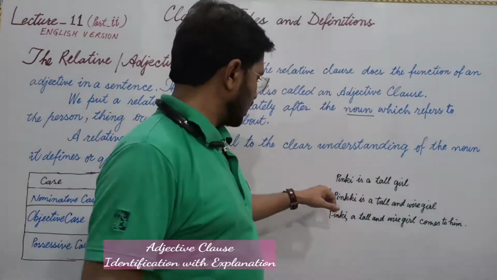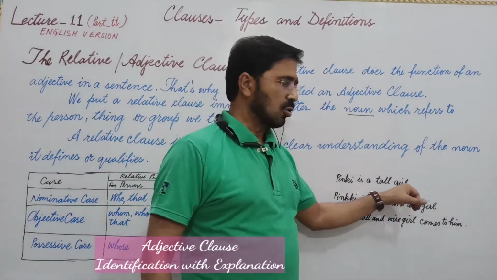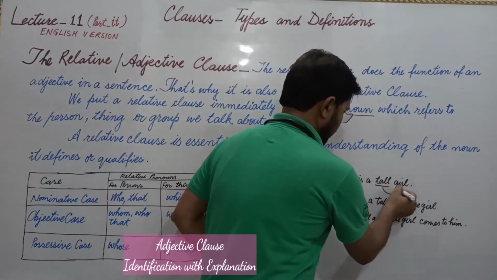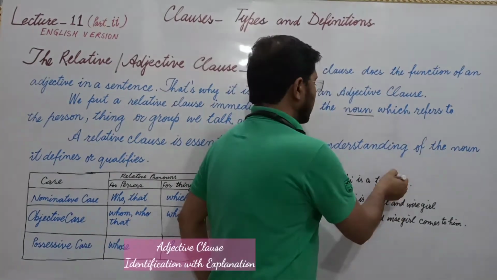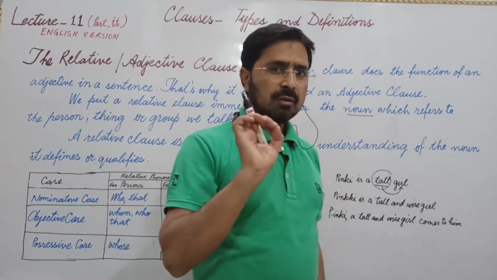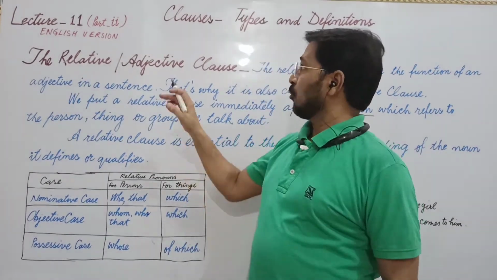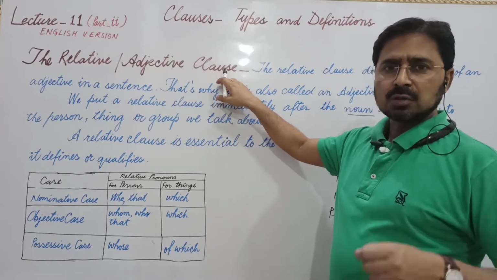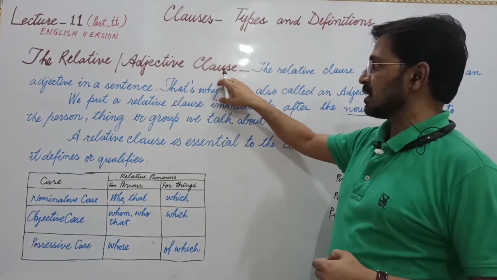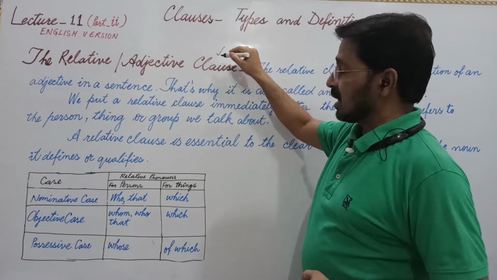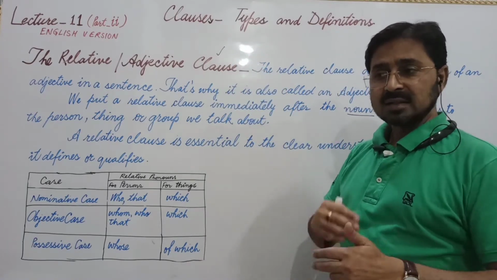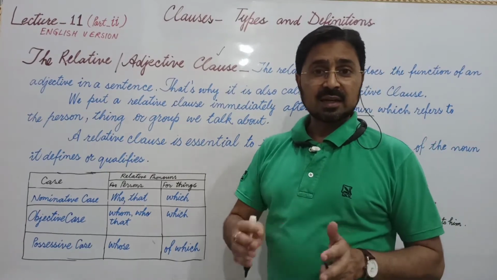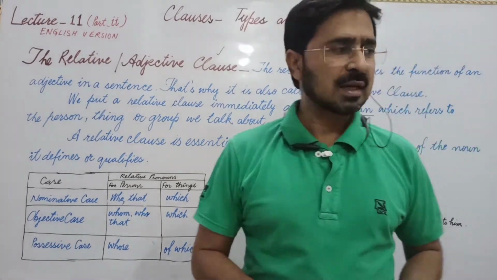Just like we have a sentence here, Pinky is a tall girl. What is adjective here? Tall. This is an adjective, only one word. But we are discussing adjective clause. Then what is the reason that makes us understand that this is an adjective clause? What makes a clause an adjective clause, or you can say what is an adjective clause in itself? We are going to understand that.